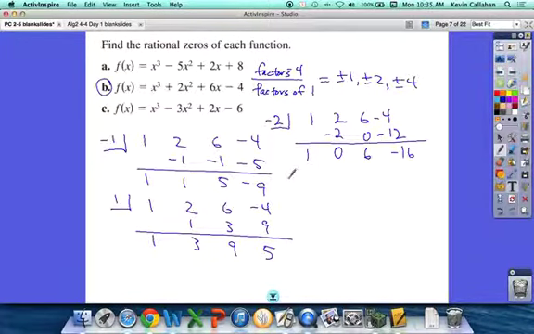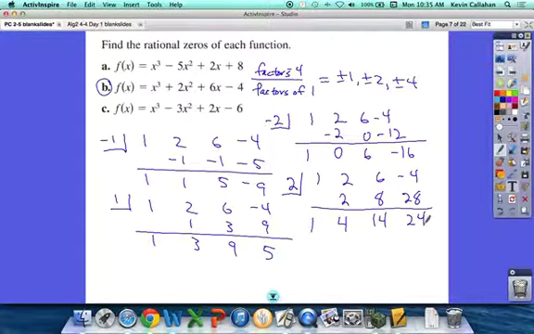Let's try 2. 2, 1, 2, 6, negative 4. Bring down the 1. 2 times 1 is 2, 4. 2 times 4 is 8, 14. 2 times 14 is 28, 24. That didn't work. So we've done plus or minus 1, plus or minus 2. It's got to be one of the 4s then, huh?